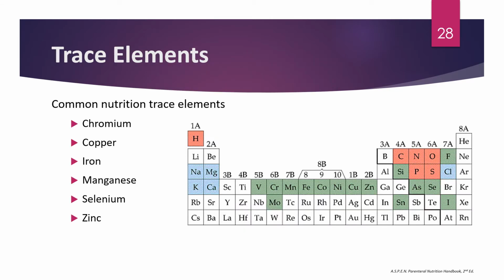We also have trace elements that are common. We have chromium, copper, iron, manganese, selenium, and zinc. Most of these are metals. The only one that is technically not a metal is selenium.